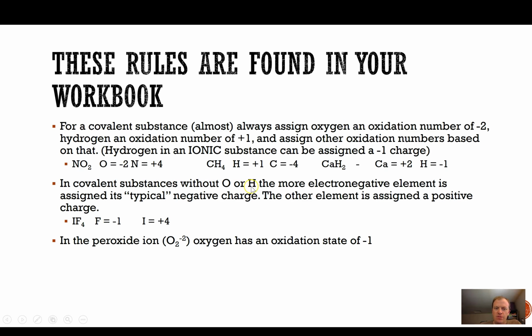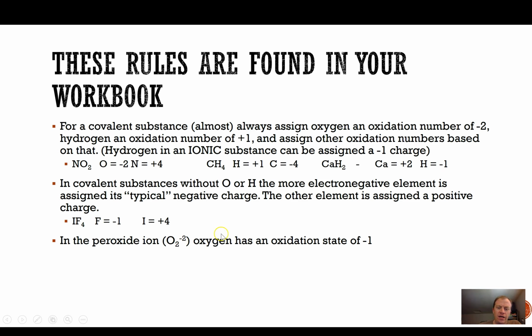In these kind of covalent substances that don't have hydrogen or oxygen, the more electronegative element is assigned its typical negative charge. So fluorine is in the -1 column. So I would give fluorine a -1. Therefore, a total of -4 from the 4 fluorines. And then the iodine would have to be +4.